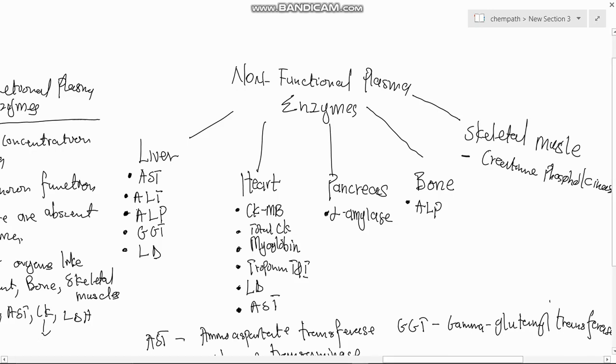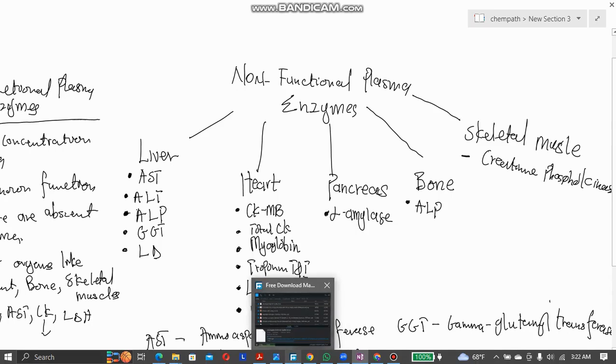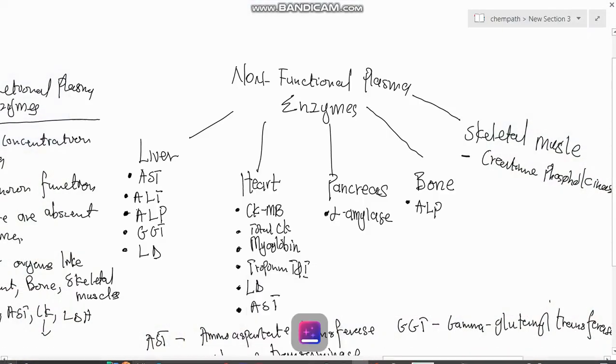So when we take the liver, whenever there is damage in the liver, there are certain enzymes that are produced, and these enzymes can be clinically detected. So we have AST, which is aspartate aminotransferase. Then we have ALT, alanine transaminase. We have ALP, alkaline phosphatase. Then we have gamma glutamyl transferase, that's GGT. Then we have lactate dehydrogenase.